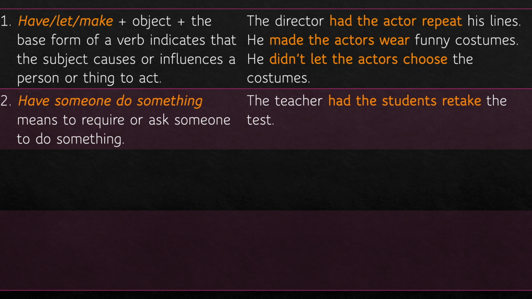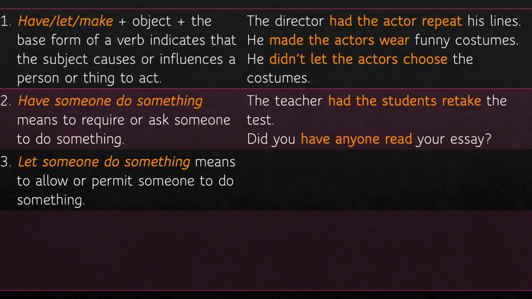Another example is, did you have anyone read your essay? Here I'm asking if you requested anyone to read your essay. You aren't requiring anyone to do it, you're just asking. Rule number 3. If we say, let someone do something, we mean we allow them or we give our permission for someone to do something. For example, Jack's mother lets him stay up late. She allows him to stay up late.